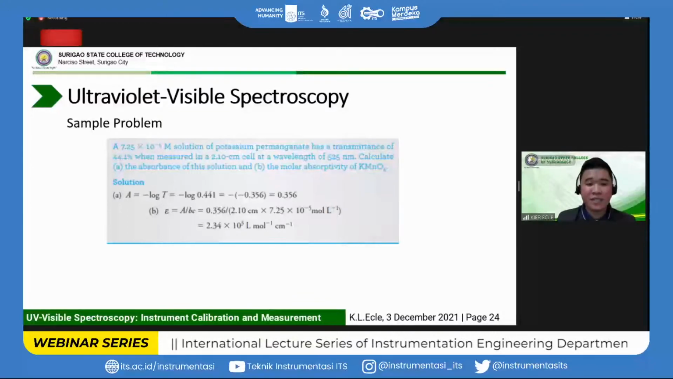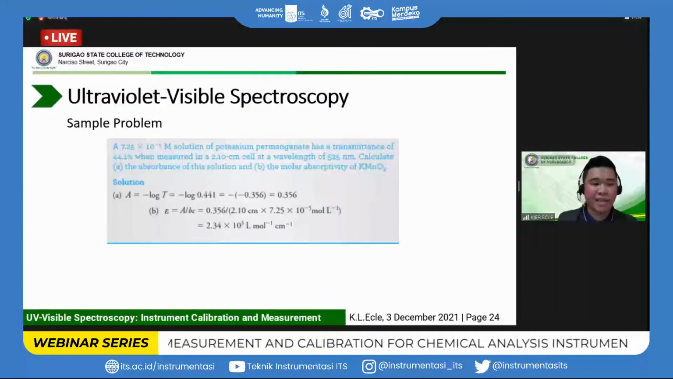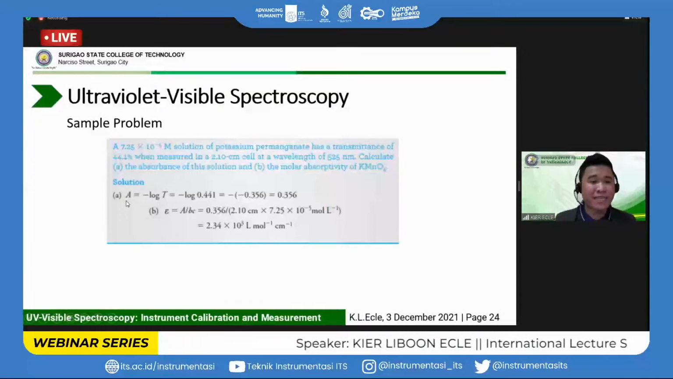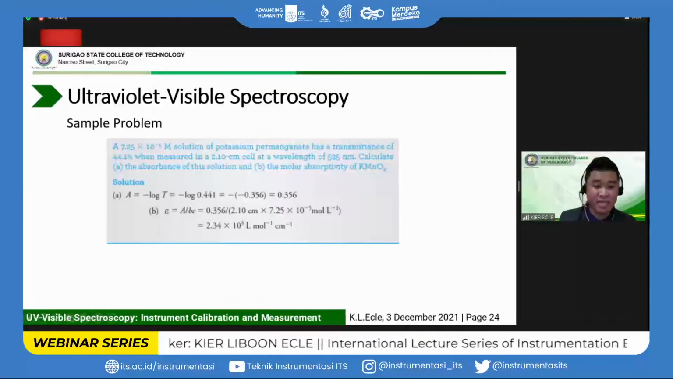So first, you're going to calculate the absorbance of the solution. And the second is the molar absorptivity of potassium permanganate. Okay, so here in your solution A, we have the formula for absorbance, that is the negative log of the transmittance.